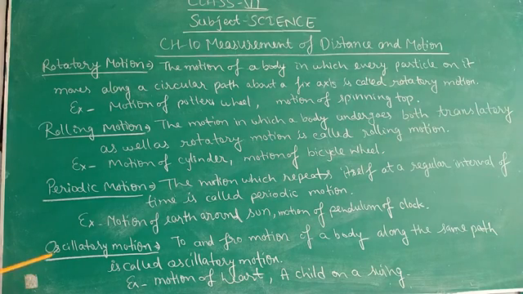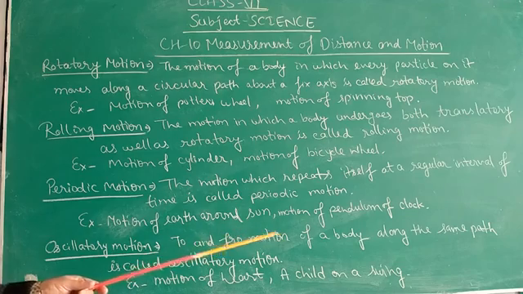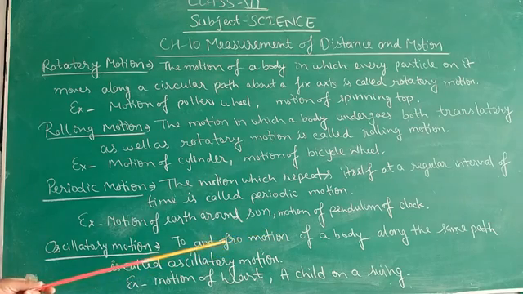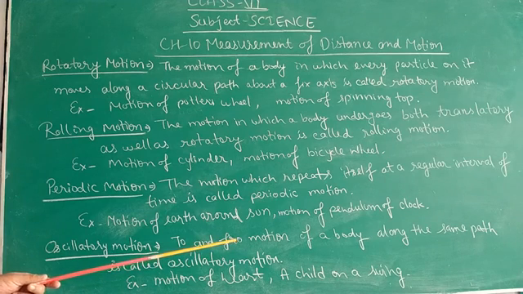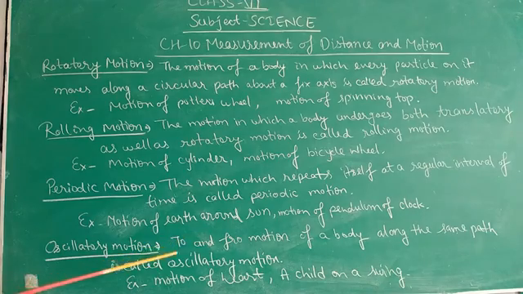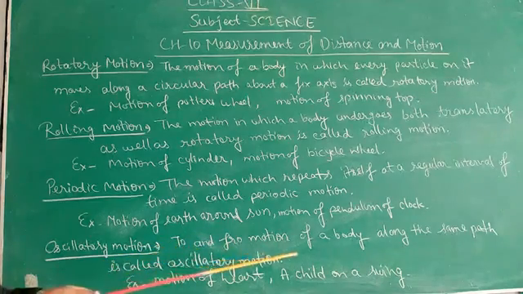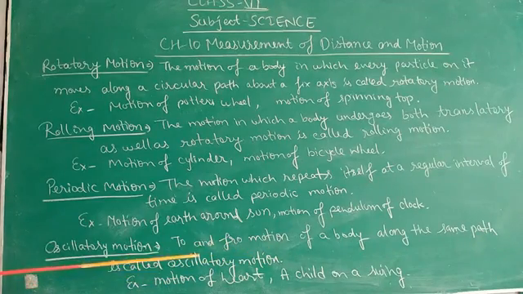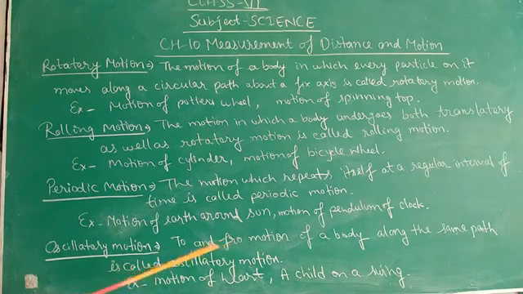Next point is oscillatory motion. Oscillatory motion is to and fro motion about a mean position, just like a simple pendulum. So to and fro motion about a fixed point or mean position along the same path is called oscillatory motion.